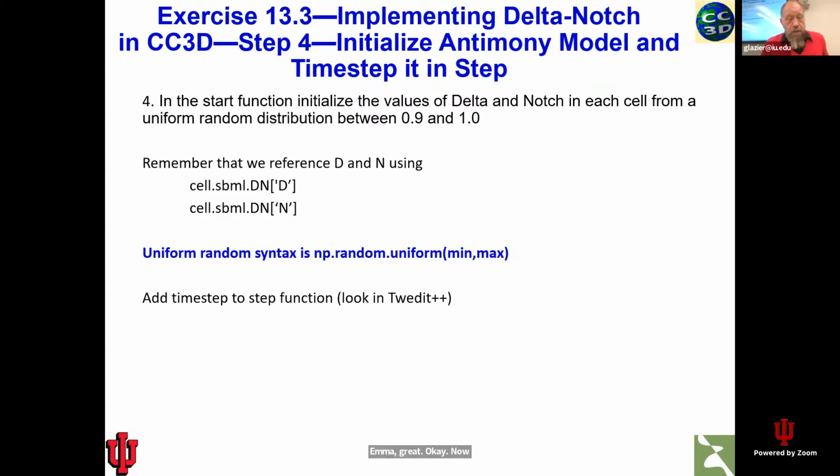Now, the next thing we have to do is randomize those initial values of D and N, which is why we did the little randomization exercise in the previous one. So again, remember that we're going to reference the values of D and N, cell.sbml.dn, if that's what we called the model, D and cell.sbml.dn N. And we're going to make those equal to np.random.uniform 0.9, 1.